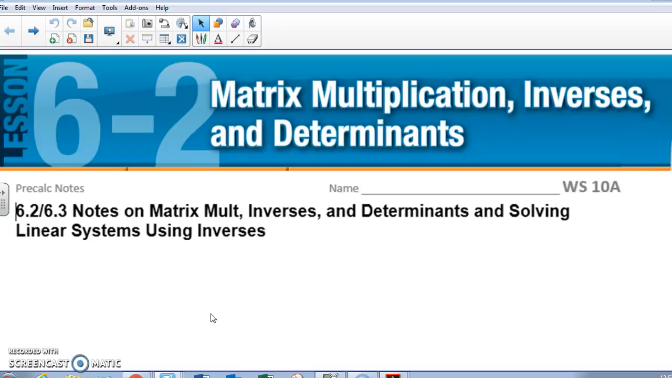This lesson reviews multiplying matrices. We have also found inverses and determinants by hand. We're going to talk about using a determinant to find an inverse, finding the inverse on your calculator, and then using an inverse to solve a system. We solved systems using RREF last week. Does that sound familiar? Okay.